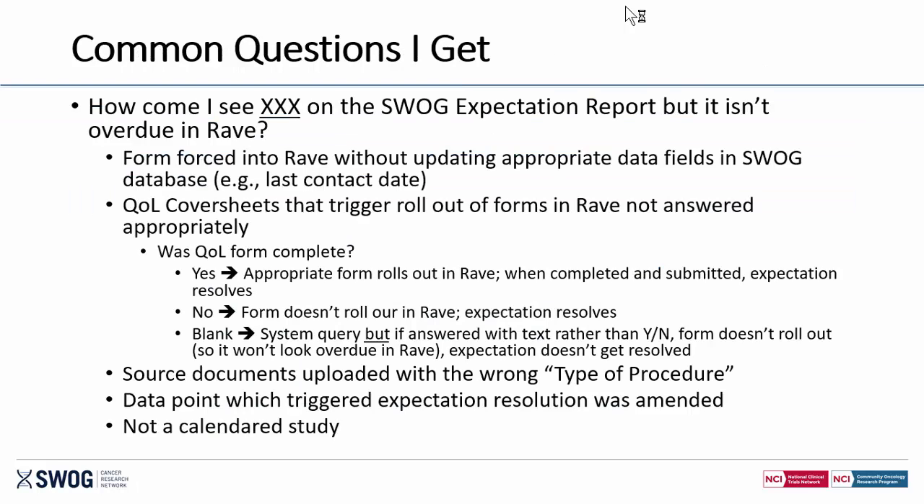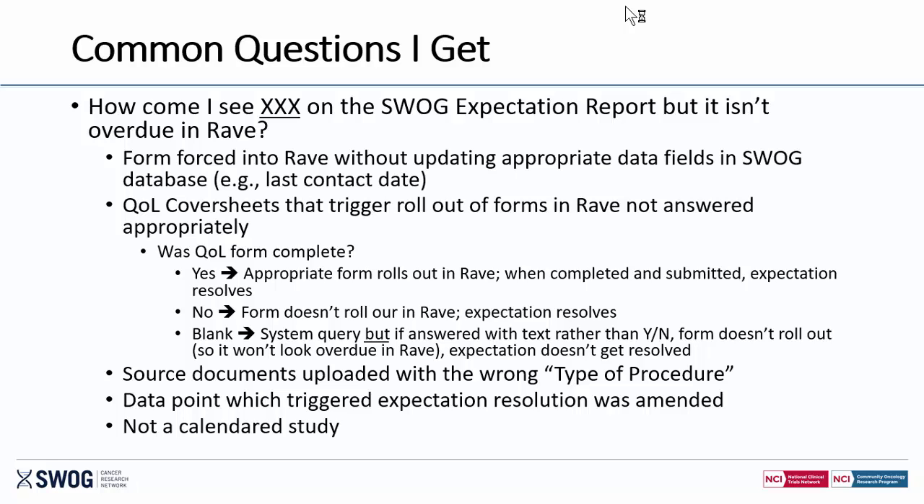But I wanted to just focus on the common questions that I get from people: how come I see blank on the SWOG expectation report, but I don't see it overdue in RAVE? You must be wrong. So I spend a lot of time investigating these and can usually come up with a reason, but this is a summary. Sometimes people can force a form into RAVE without updating the appropriate field on the SWOG that would update the SWOG database. So if there's a form asking for a last contact date and you don't update that last contact date, you answer the system query, you push that form in, well, that's great, except it hasn't updated our last contact date. So yes, you submitted that form, but it didn't update the data in a way that's meaningful to us. So it still shows up on the overdue vital status updates.